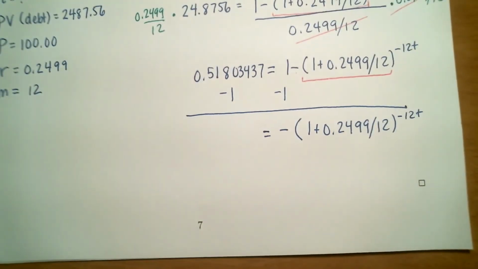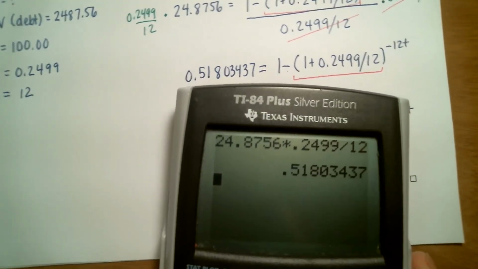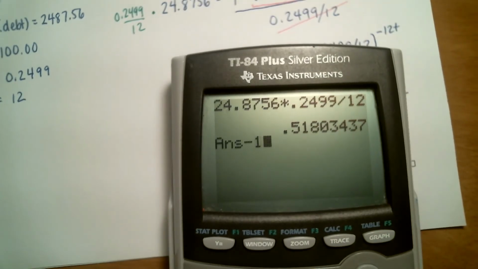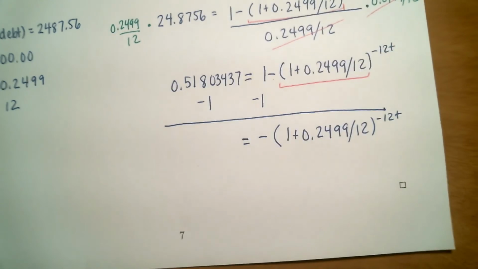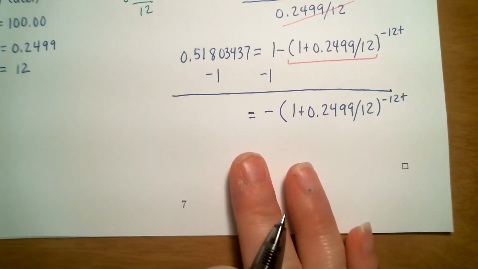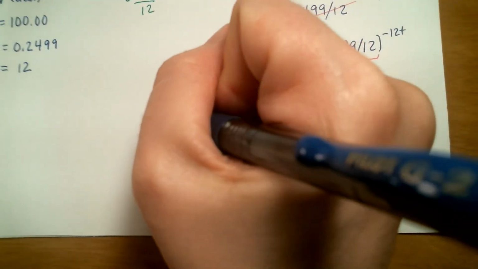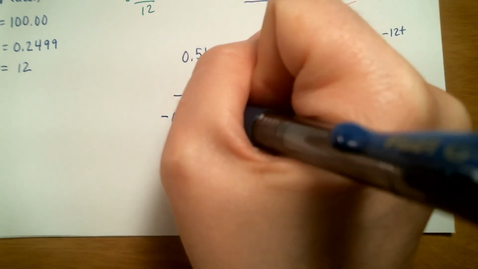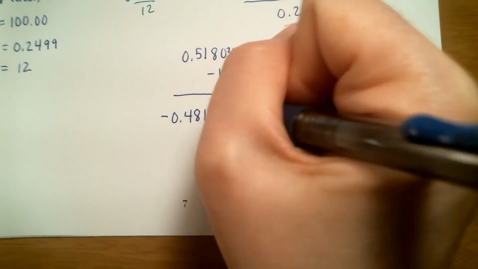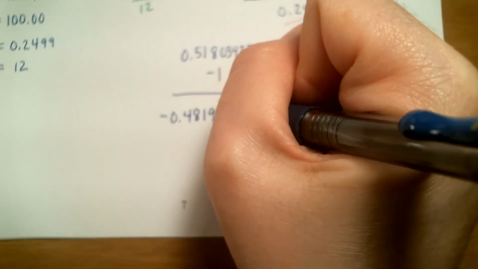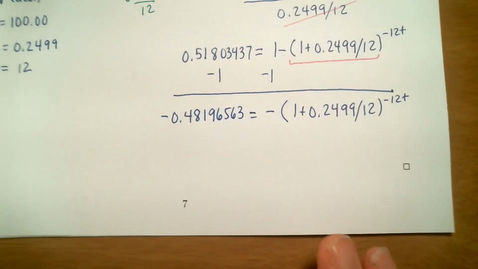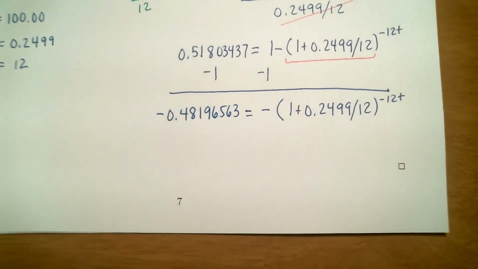All right, go back to your calculator. We're going to hit what we had, minus 1. So we need to write this down on the left side. Very lengthy process to do this problem. All right, so we're almost there.